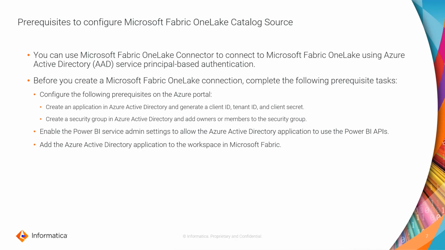Configure the following prerequisites on the Azure portal. Create an application in Azure Active Directory and generate a client ID, tenant ID, and client secret. Create a security group in Azure Active Directory and add owners or members to the security group. Enable the Power BI service admin settings to allow the Azure Active Directory application to use the Power BI APIs. Add the Azure Active Directory application to the workspace in Microsoft Fabric.